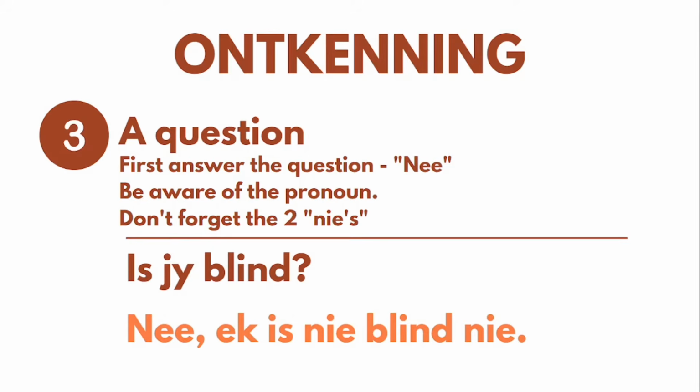Okay, so the question is "Is jy blind?" Are you blind? And then the response is going to be the part that's in Ontkenning. You are denying, or you are giving the negative version of the positive question you were just asked. The answer would be "Nee, ek is nie blind nie." Note that we went from "is jy blind" to "nee, ek is nie blind nie." Are you guys with me so far?